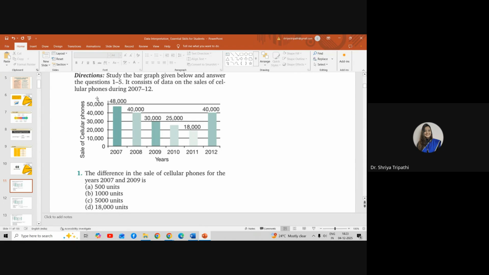Now, don't be in a hurry to solve it for now. Let's just discuss the basic things. One thing which will make me very sure is what this data is talking about. So firstly, I will understand that it is sales of cellular phones, and there is a time duration being given, 2007 to 12. That is fine.